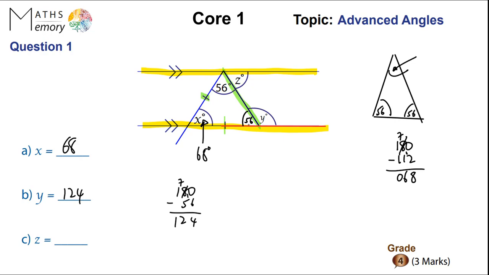Or, very simple, if this is 56, the bottom right must be 56 as well. They're both alternate angles. If you can just see that over here, it's much simpler to understand. This angle and this angle are both 56 degrees because they are alternate. So no reasons to be given over here, but if you understand how to do this, that will really help you with the rest of the questions to come.